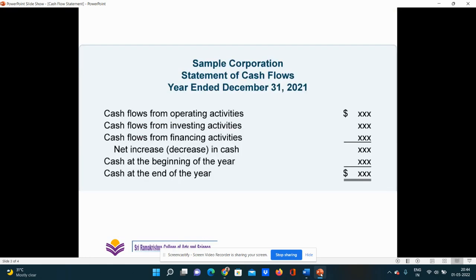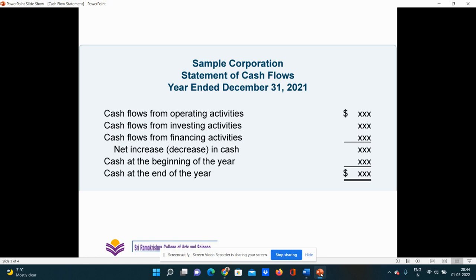Let's see the format of the cash flow statement. So, operating activities, investment, financial activities. If your answer is positive, it is a net increase in cash. If your answer is negative, it is a net decrease in cash. Cash at the beginning and at the end will be provided in the question itself.